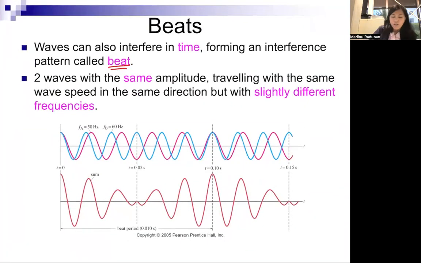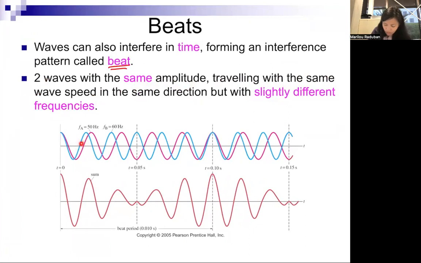So a beat is also a result of interference of two waves, but for a beat to be formed, the waves need to have the same amplitude. They should be traveling with the same speed in the same direction, but they should have slightly different frequencies. These are the conditions for forming beats.